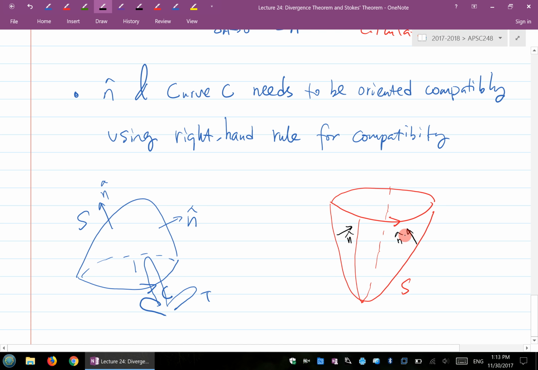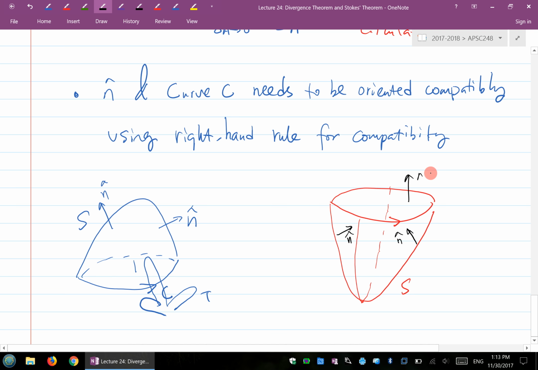Does it also work if you just curl your fingers around the direction C and then point? You could, but if you curl your fingers around C, you get this direction here, right? That's your right hand rule, but theoretically that is not the normal direction for the surface S. But the trend is the same, it's an upward trend.